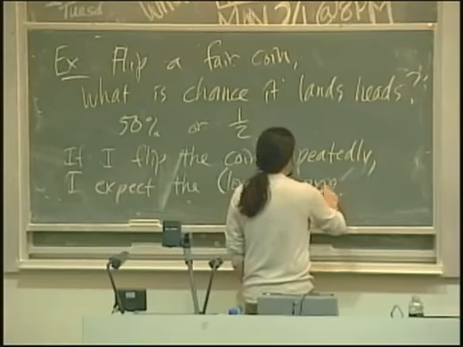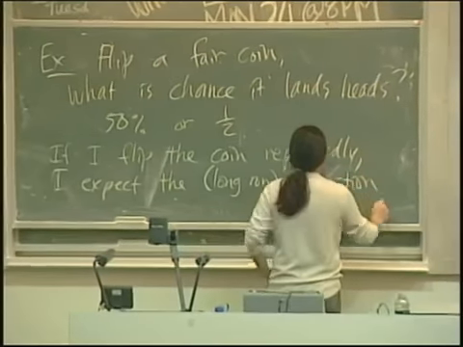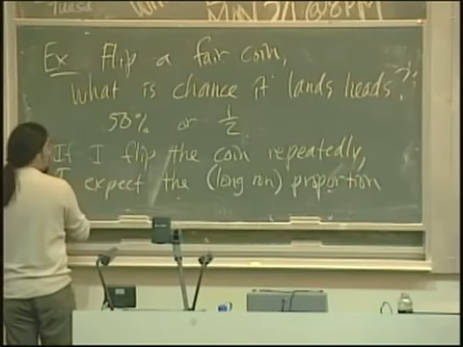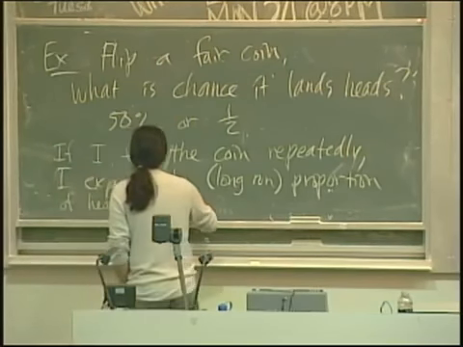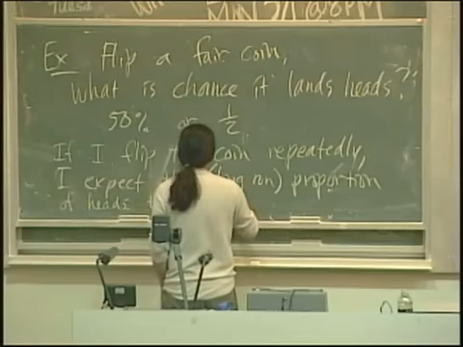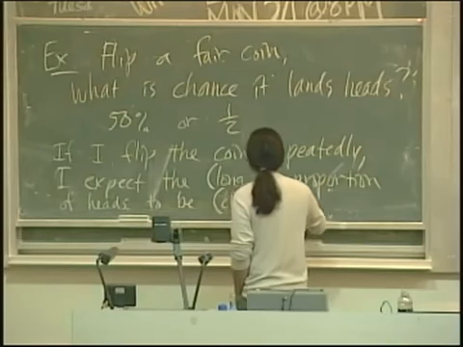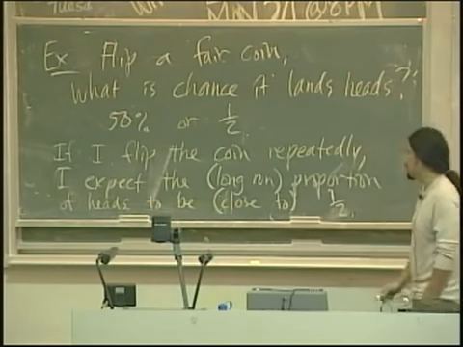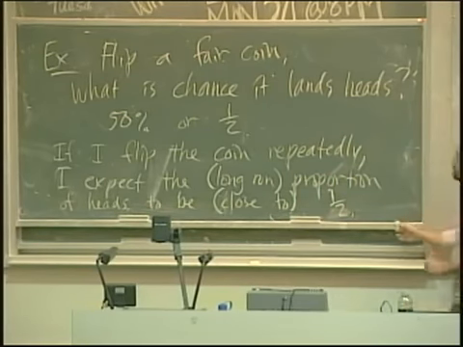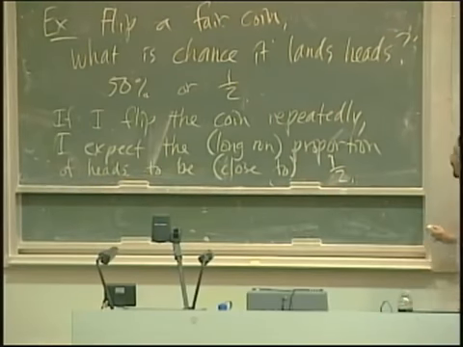I expect the long run proportion of heads to be close to 1/2. So there's a couple things I put in parentheses there. You could sort of read the sentence with or without them. Long run meaning like if I flip the coin lots and lots of times, like millions of times, billions of times, I expect the proportion of heads to be close to 1/2.